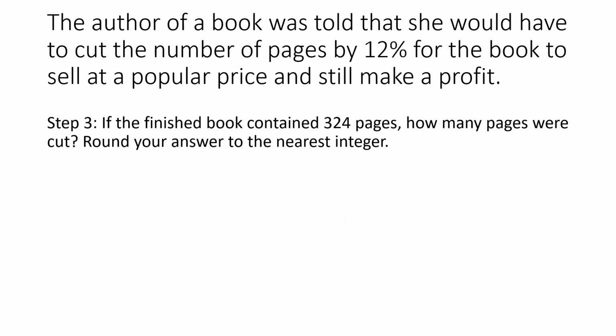Step number 3. If the finished book contained 324 pages, how many pages were cut? Round your answer to the nearest integer. We know that 368 pages were in the original book, and then the finished book contains 324 pages. So if we take 368 minus 324, that's going to equal 44 pages. That would be how many pages were cut.